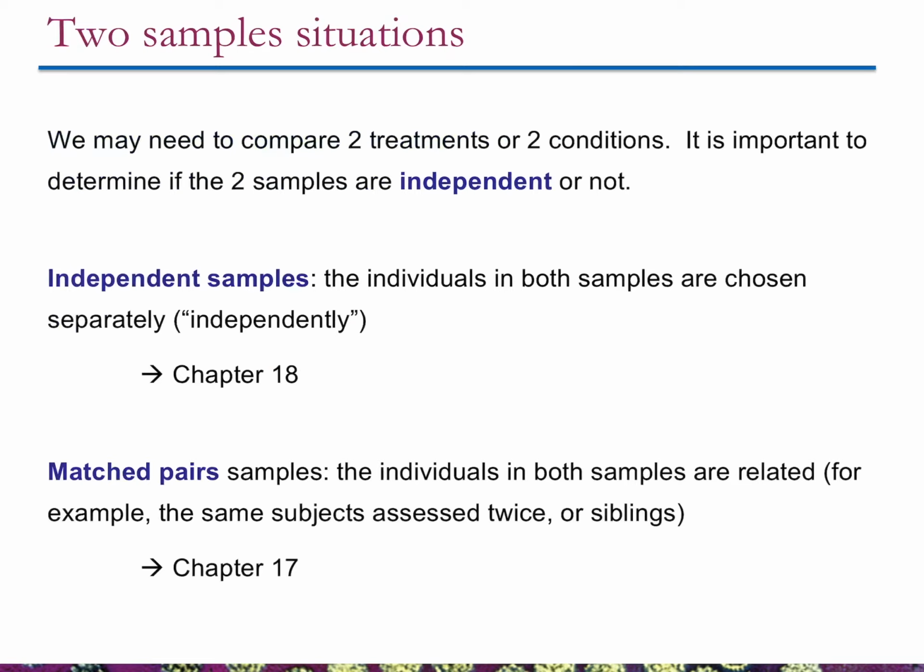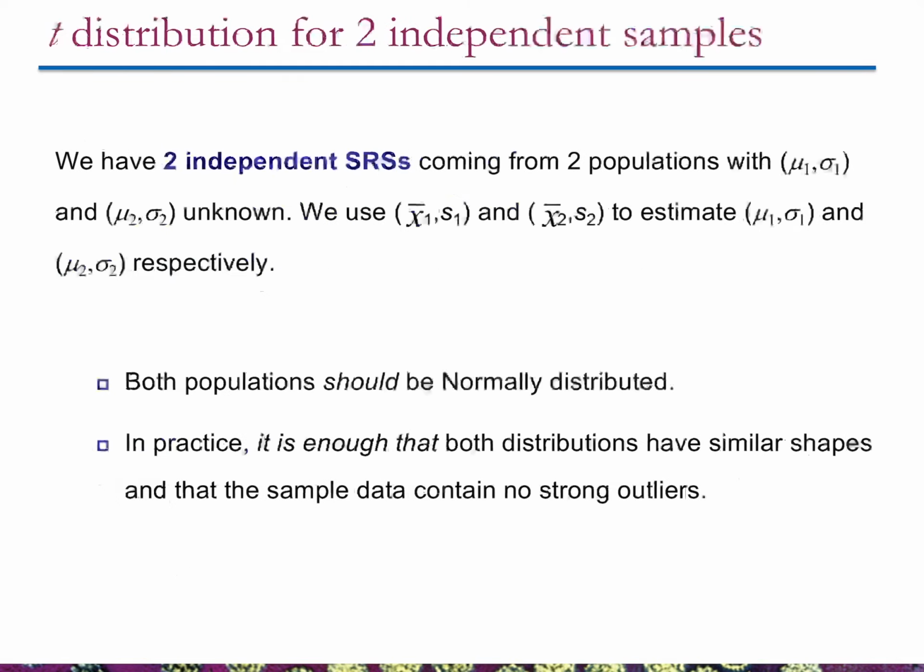So we very often find ourselves needing to compare two treatments or two conditions, and those treatments or conditions need to be independent from one another in order to use a two-sample t-test. Independent means, again, the individuals in both of your samples are chosen separately from each other. There's no linkage whatsoever between them. And that's a key difference compared to the matched pairs design that we looked at in Chapter 17, where you had maybe two data points for each subject. They're linked together because they are for that one subject.